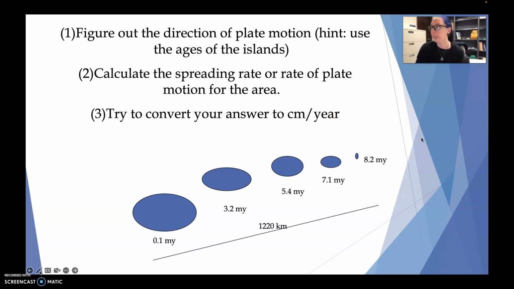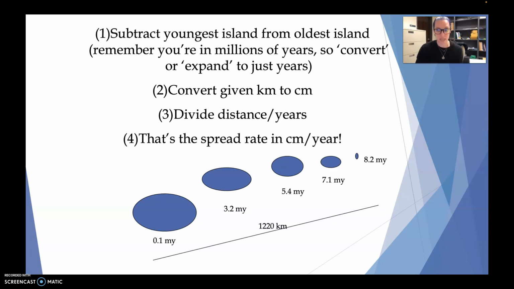I have some pretty straightforward steps here. The first thing is subtracting the youngest island's age from the oldest island's age. Remember, we're in millions of years here, so it's good to expand the millions of years out of scientific notation. Then convert the distance, the kilometers here, to centimeters, because the answer I want you to have is in centimeters per year, and then divide that distance over years. That would be your rate of spread in centimeters per year. So we're going to walk through this example.